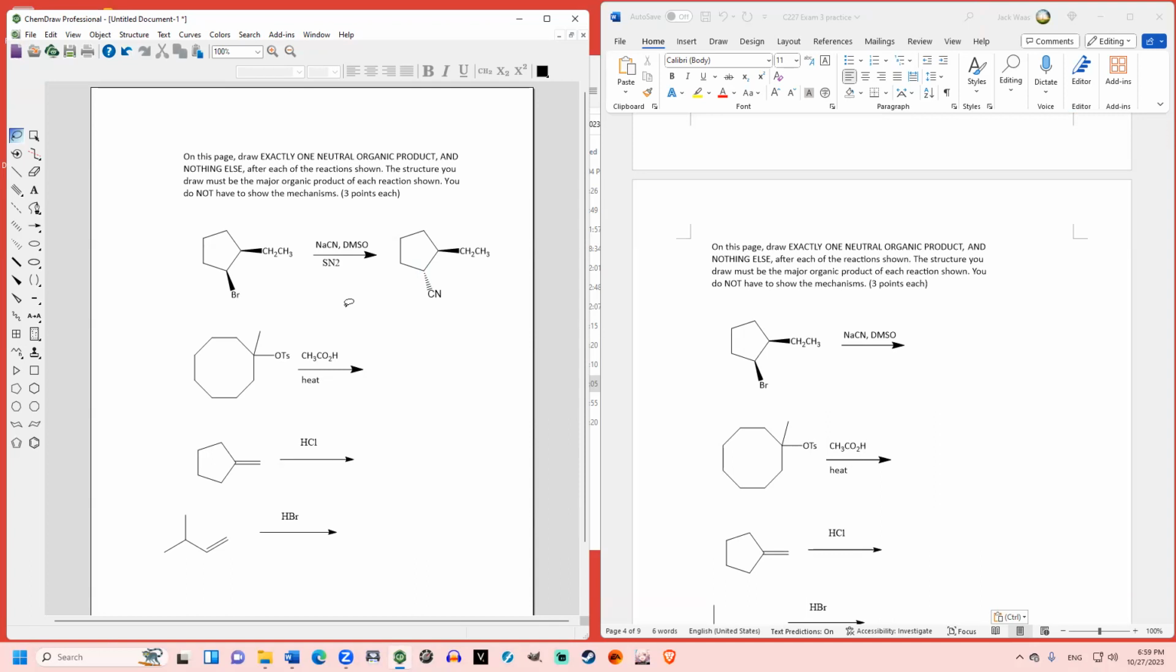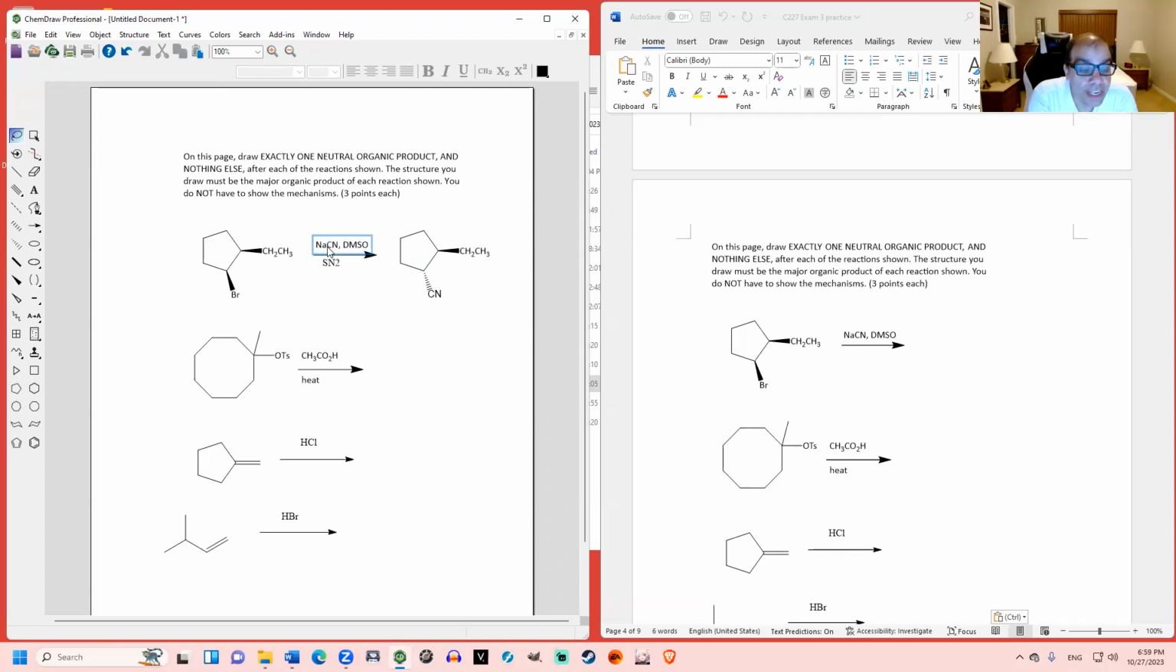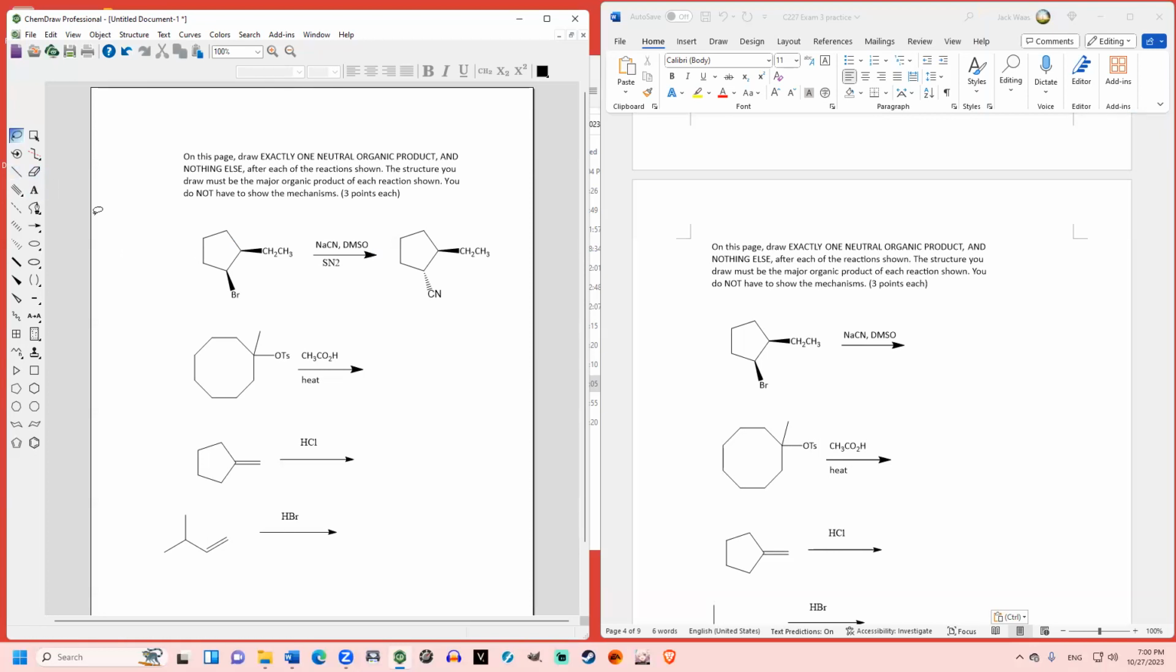Could you repeat how you figured out it was SN2 instead of E2? Because I know sodium cyanide is a really good nucleophile. It's not a base. Bases are things like hydroxide, ethoxide, and methoxide. Oh, okay. So if it were a base, then we would be looking at an E2. And that's actually a really good question. What would we get if we had an E2 reaction?